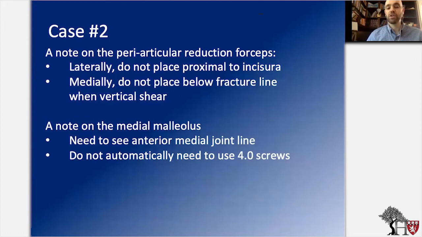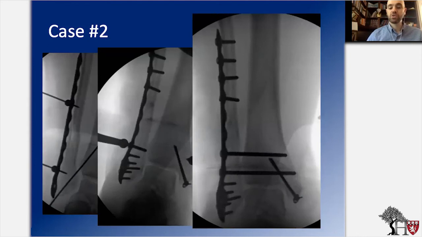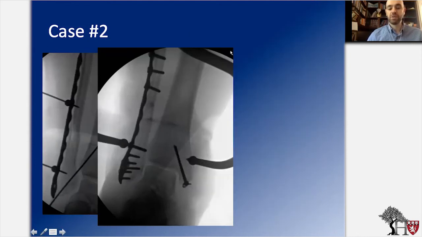Here's a small note on the use of a periarticular reduction forceps, those clamps that we use to fix the syndesmosis. You do not want to place the lateral tine proximal to the incisura. I'm going to go back. You do not want this tine to be above this region. The reason is because if you put the clamp up here where there's empty space between the fibula and the tibia, this gives you enormous leverage. It will bend, it will push the fibula and then potentially cause it to bend at its weak point, the fracture. Here, because you're pushing the fibula into its articulation at the incisura, that doesn't happen.